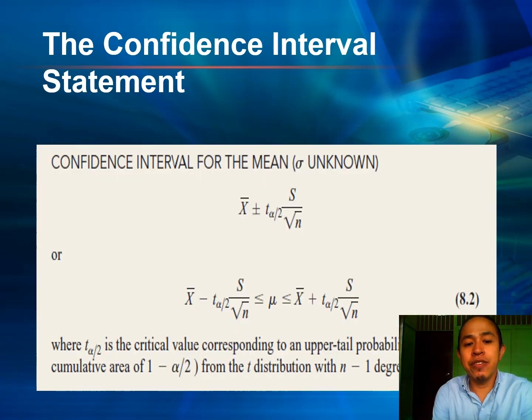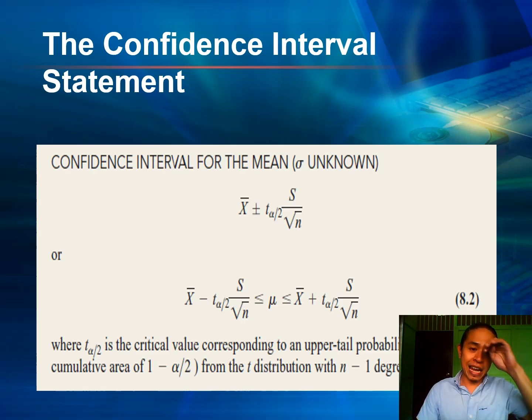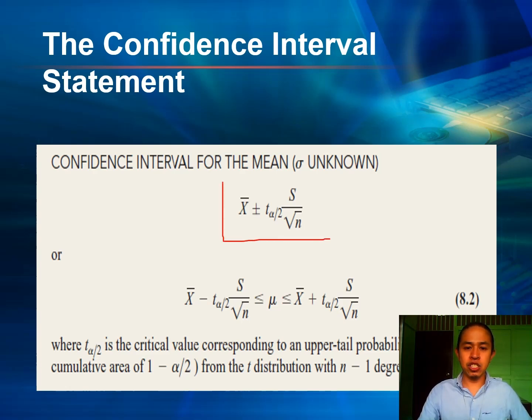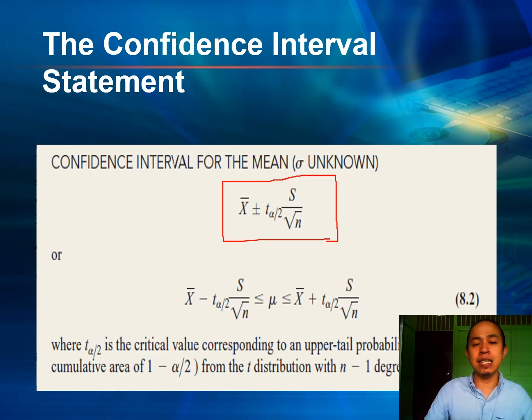So, the confidence interval statement. Now that we are in a situation wherein the population standard deviation is unknown, if you observe, the formula is just the same. The only difference is that instead of using the z value, we use here the t value, t alpha divided by 2. And instead of the population standard deviation, since that is unknown, we use the sample standard deviation.